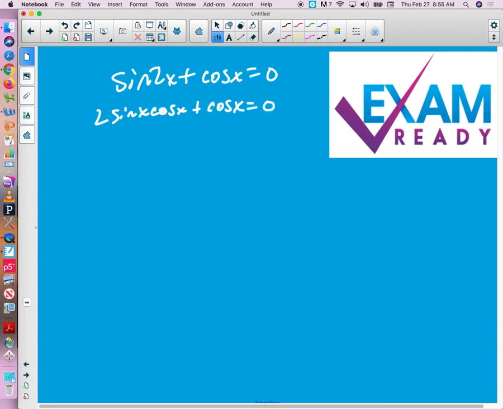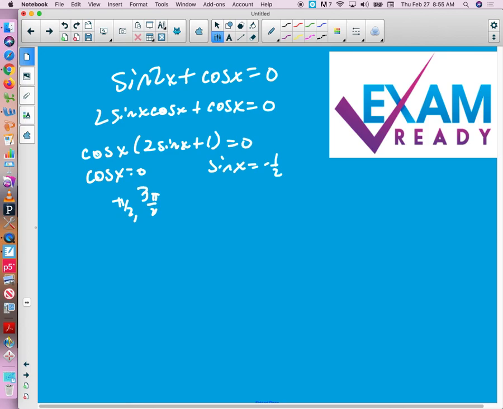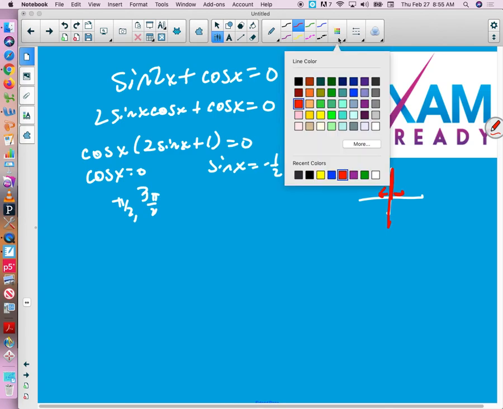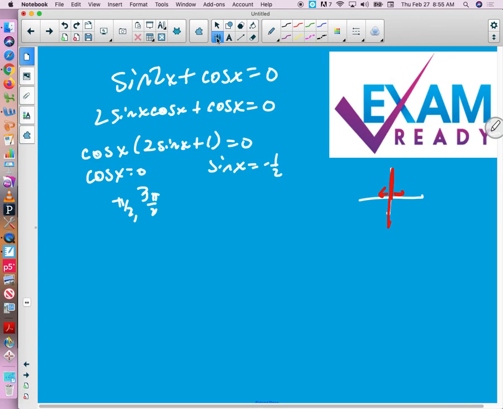Then what would you do? First thing you should always do is factor out what's in common. So I'm going to factor out cosine, and that leaves me 2 sine x plus 1. Then which equal gives those: cosine is 0, and sine is -1/2. Okay? Cosine is 0, I see it in my head at pi over 2 and 3 pi over 2. How did I see that? I know that right here is where I don't have any kind of x-coordinate. My x-coordinate is 0. I know cosine's x over r. And then sine is -1/2 at 7 pi over 6, great, and 11 pi over 6.